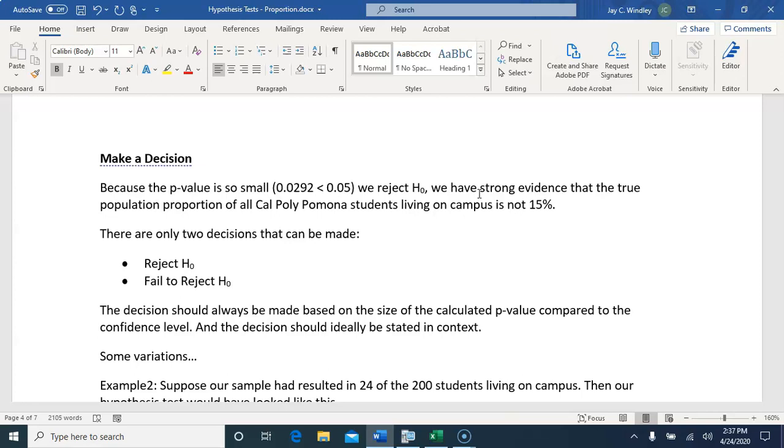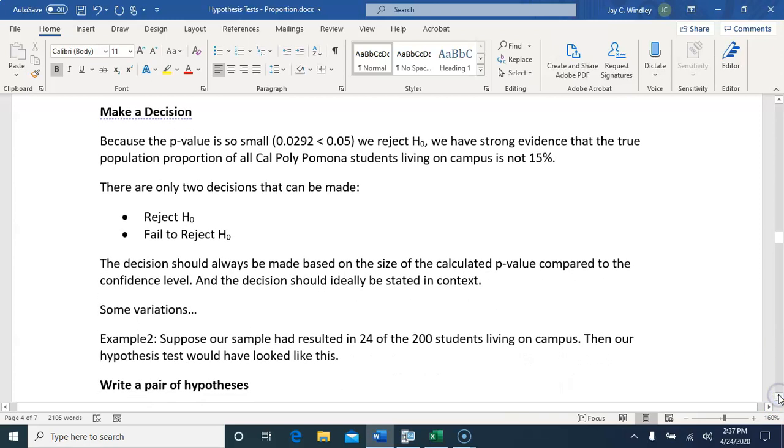And when we make this decision, there's only 2 possible decisions we can make. We either reject the null hypothesis or we fail to reject. Just like in a court of law, the final decision is either guilty or not guilty. And the decision should always be based on the size of the p-value, and the decision should always be stated in context. Now, some variations on that.